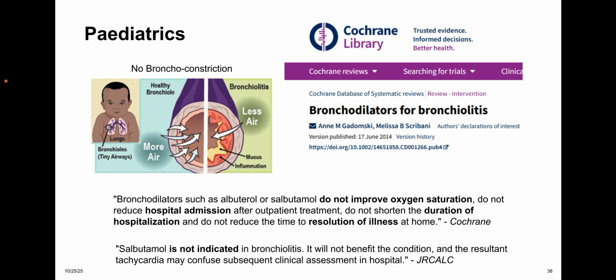And JR Calc similarly followed this with a statement saying salbutamol is not indicated for bronchiolitis. It will not benefit it, and actually the resultant tachycardia may confuse subsequent clinical assessment in hospital.